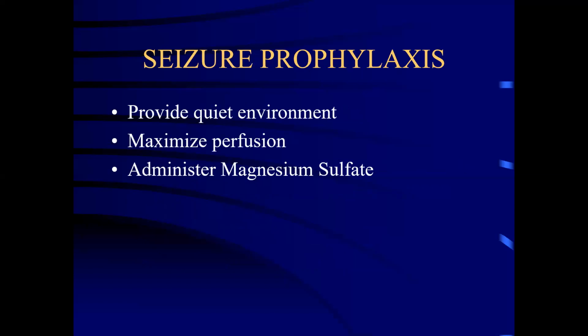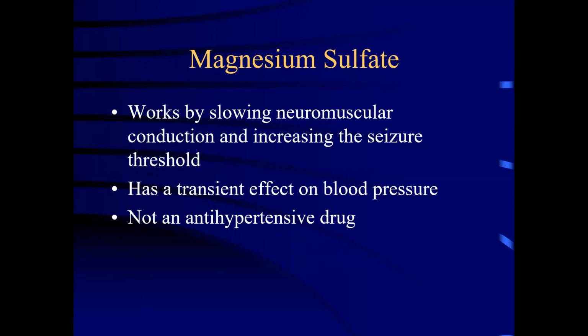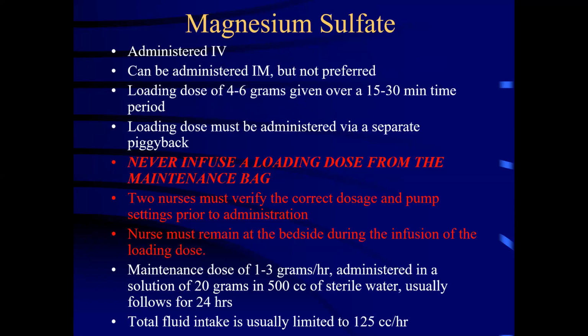So of course, seizure prophylactics: we want to keep the environment quiet. We want to maximize perfusion, left lie, of these patients and give magnesium sulfate in the severe cases. So MAG works by slowing neuromuscular conduction and increasing the seizure threshold that we often see decrease with preeclamptic patients. It does have a transient effect on blood pressure, but it is not used as a blood pressure treatment. Keep that in mind.